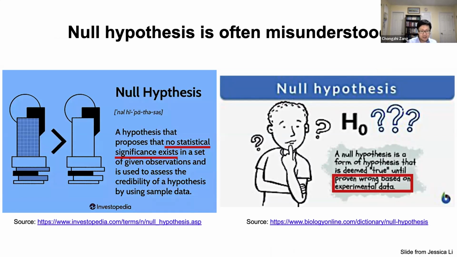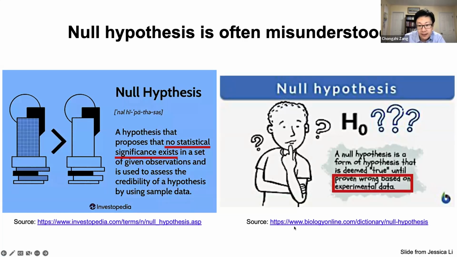Let's say this definition on the left: a hypothesis that proposes that no statistical significance exists in a set of given observations, used to assess the credibility of a hypothesis by using the sample data. Which is very confusing. But the point is that the null hypothesis should come before observing any data or doing any hypothesis testing. The null hypothesis is there regardless of whether we observe data or not, or whether we do a test or not.